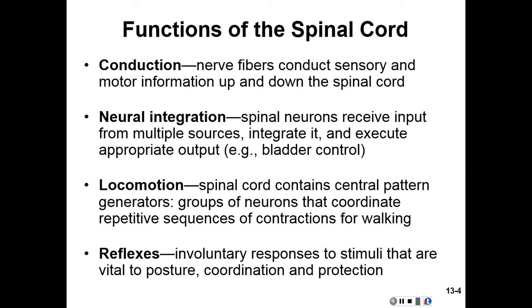And the effector cells, that's where the motor neurons are being carried to, and the effector cells carry out the functions such as raising your hand off of a hot stove. Your neurointegration system, these are the ones that process the information. So they receive input from different sources, and then they're going to transmit it to the target organ. So again, it can be integrated and executed at the appropriate output, such as bladder control to avoid urination. Locomotion, these contain the central pattern generator cells.